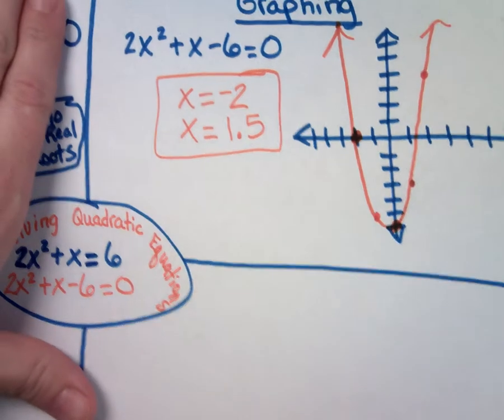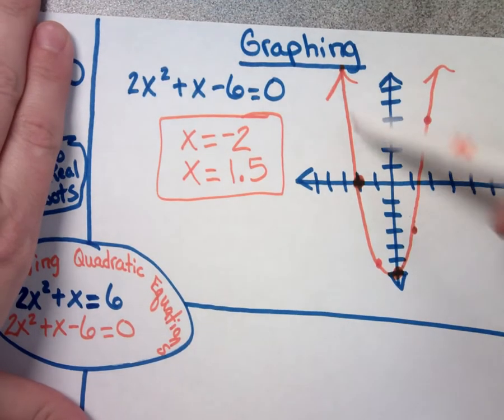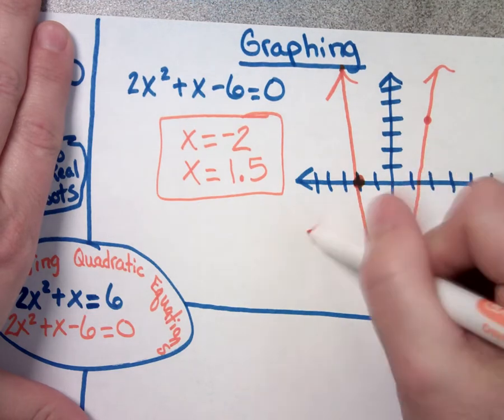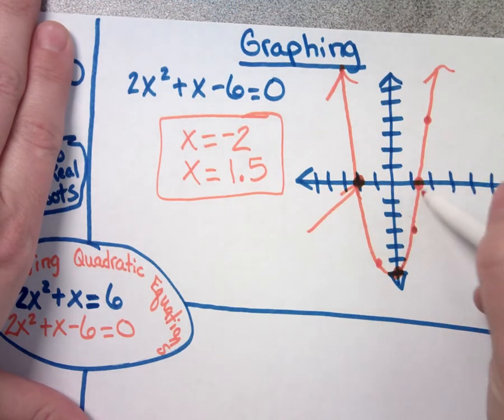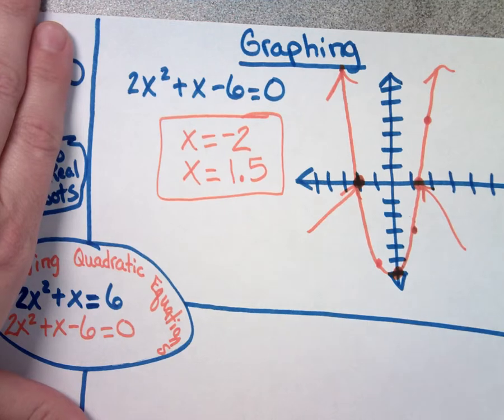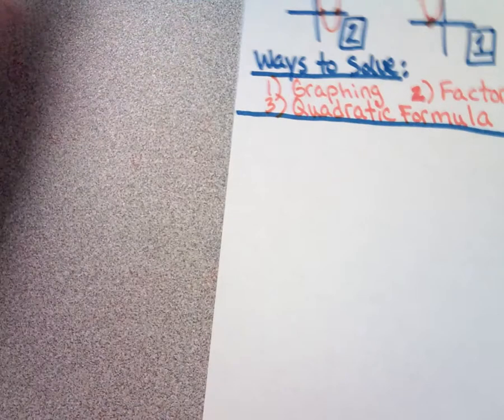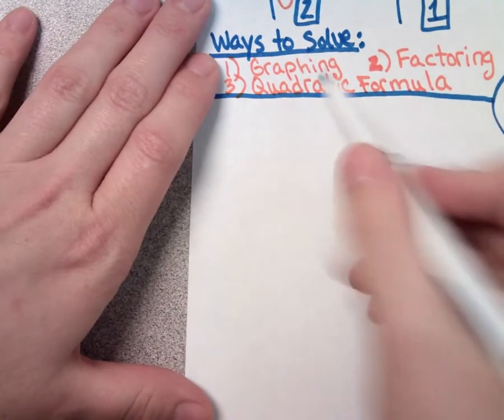Okay, so there's solving by graphing. I can just plot various points that I get from the table, and wherever the graph touches the x-axis, those right there are my solutions, my roots, my zeros, and my x-intercepts. Okay, now let's solve the same problem by factoring.